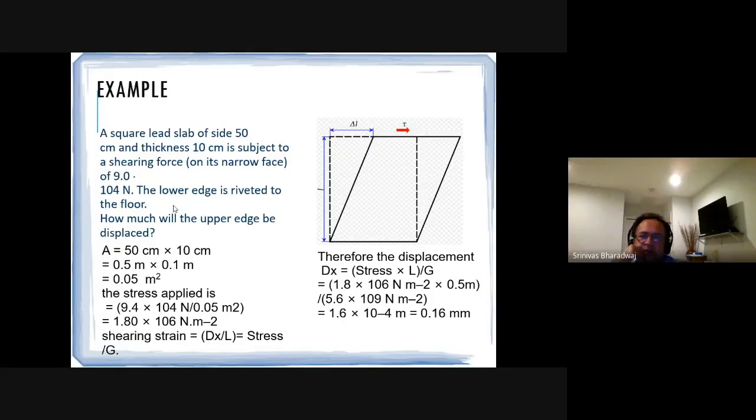Okay, so a square slab of side 50 centimeters and thickness 10 centimeters, so it's a 50 by 50 square, is subject to a shearing force on its narrow face of 9.4 into 10 to the power of 4 newtons. The lower edge is riveted. So on one side we are pushing, the bottom is held. How much will the upper edge be displaced?